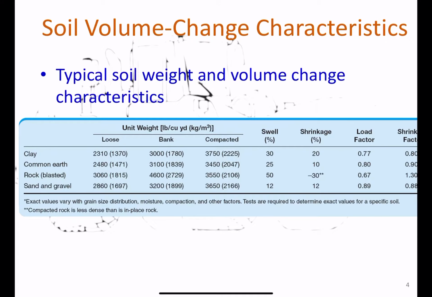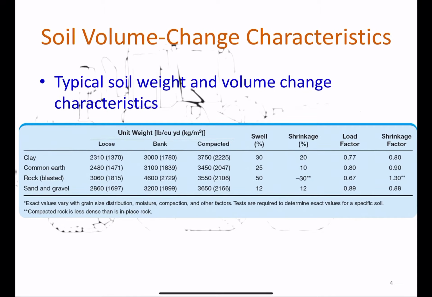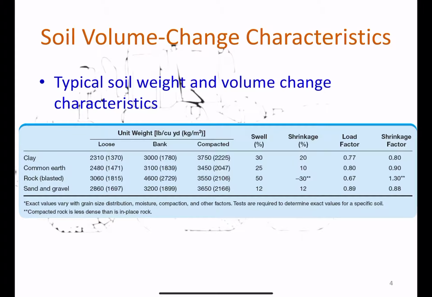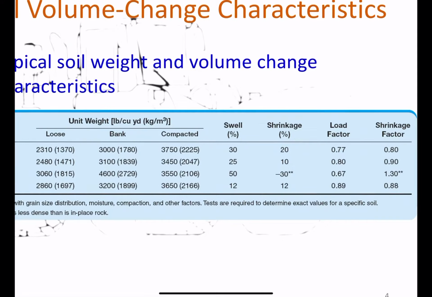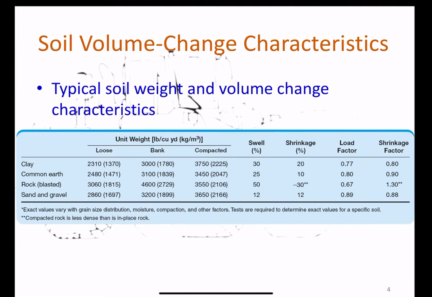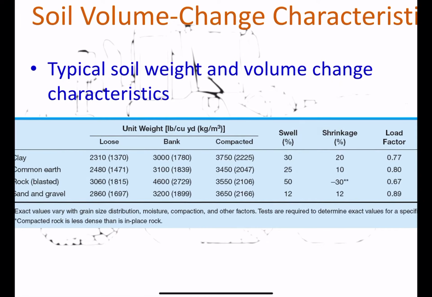That is in chapter 2, and we have the unit weight, which is the density for loose, bank, compacted. And as you can see, the pattern is what we predicted: the density of loose is less than bank and less than compacted, and they have different swell percentage, shrinkage percentage, load factor, and shrinkage factor. And you see the shrinkage factor and the load factor, in the last two columns, tend to be less than 1, except the rock, which is the third row in here.